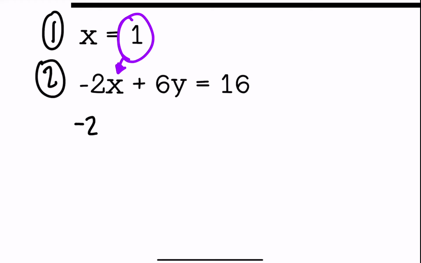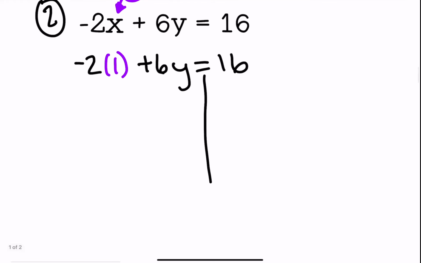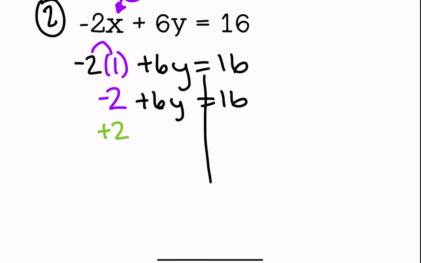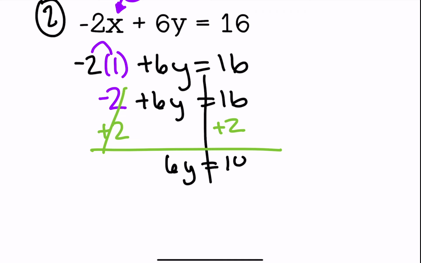So let's do that. So we got -2. That didn't change. The only thing that changed was that x turned into a 1. Everything else remains the same. Let's do some math. So -2 times 1 is a -2. And then we got plus 6y equals 16. We're going to get rid of our constant of -2. So add that 2 on both sides because you got to do the opposites, which gives us 6y equals 18.